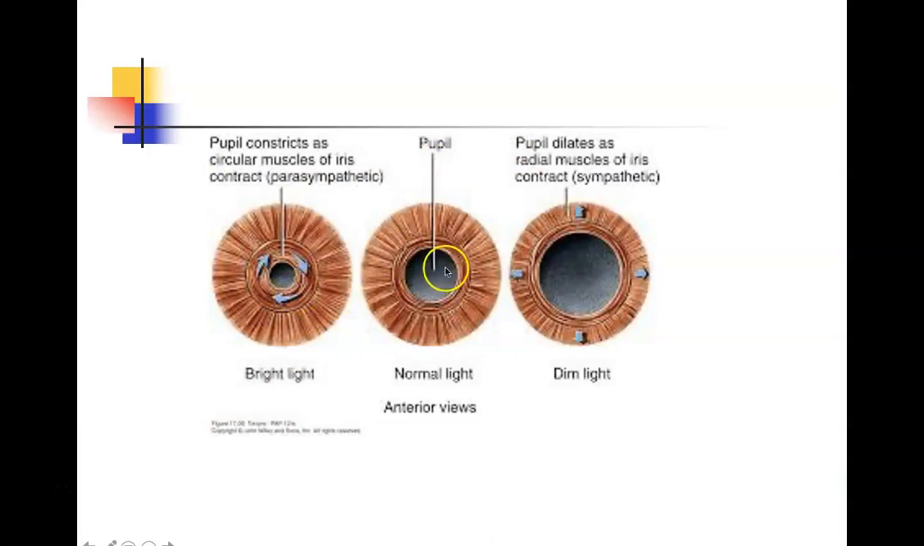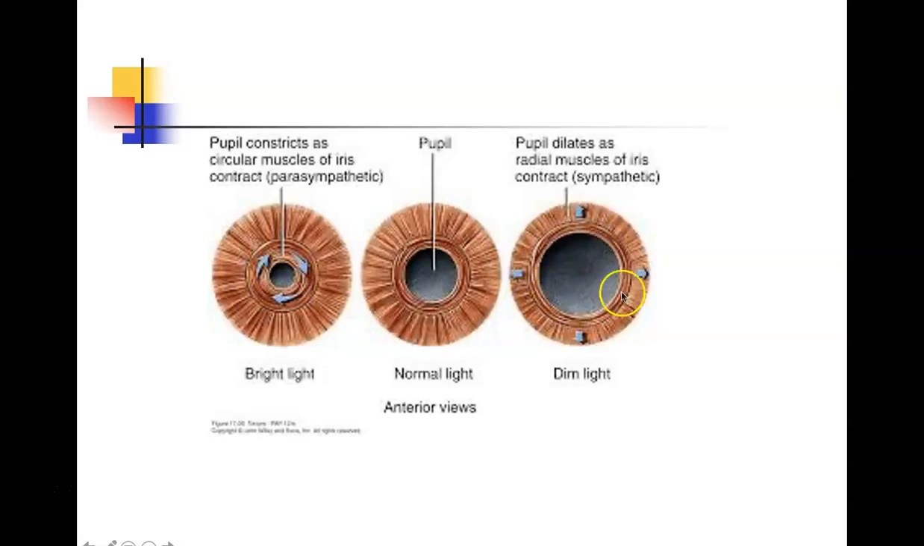Okay, so in normal light, you're going to have a pupil of a typical size. In really bright light, that pupil is going to constrict, okay, to make the circular muscles of this iris contract. It's going to be a parasympathetic response. So small pupils, parasympathetic response, also happens in bright light. Dim light, or getting dilated at the eye doctor.